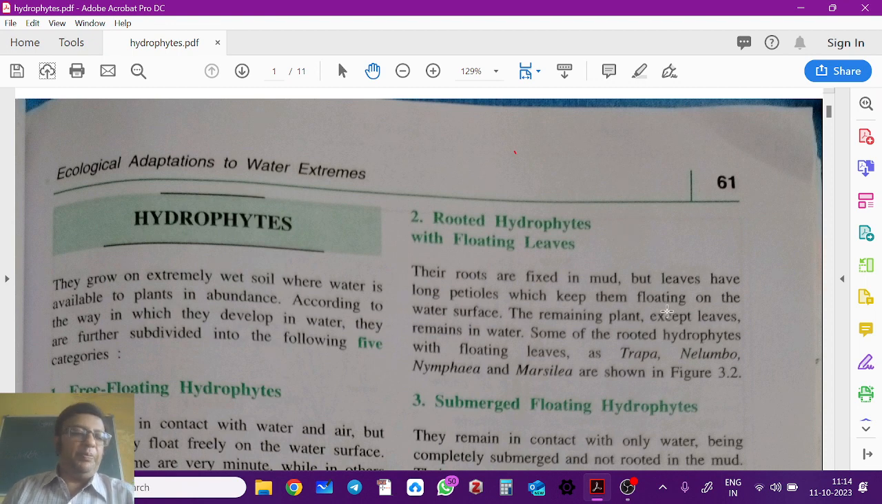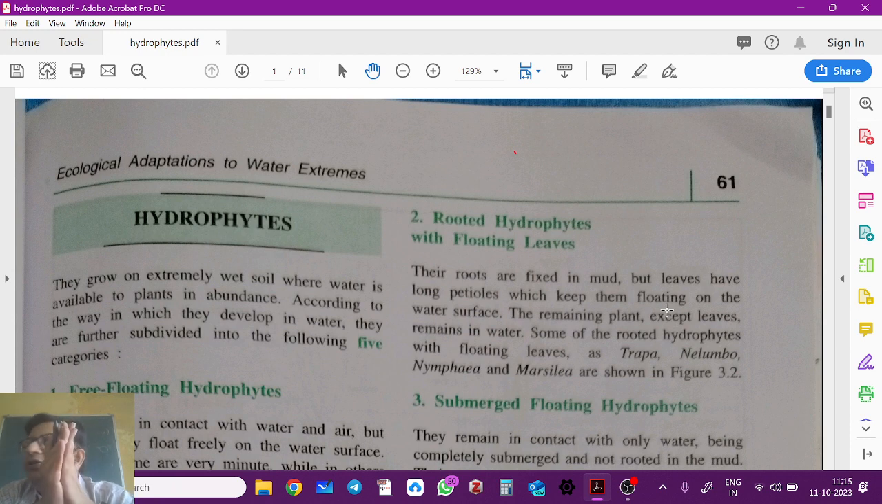So, the topic today is ecological adaptations of hydrophytes. That's what you have to study: types and ecological adaptations. When you say phytes, they are basically some plants, it can be any type of plant, and we are going to study their ecological adaptation.